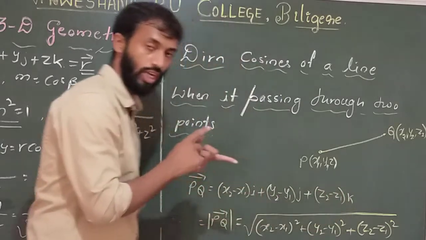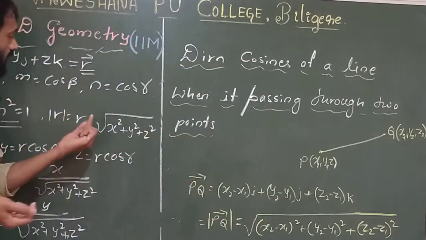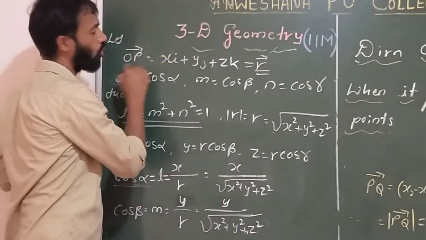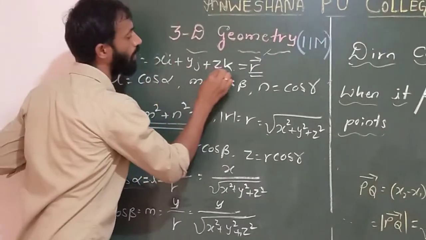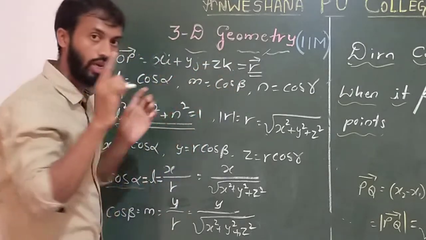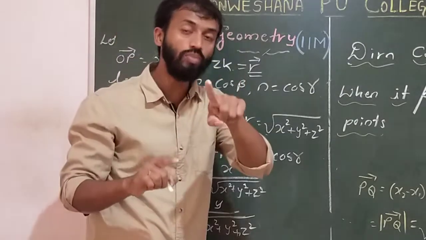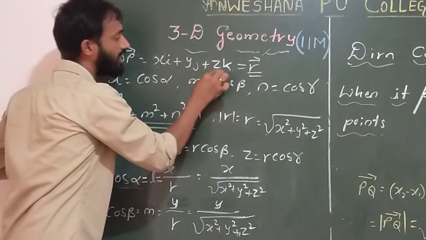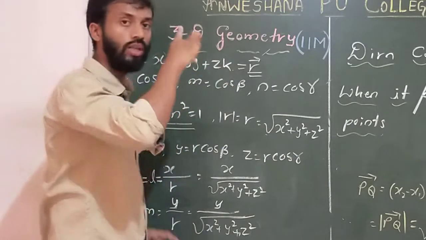See, already we have studied what the direction ratios are. See, this is the vector r or OP, x i plus y j plus z k. Here the coefficients of i, j and k are called the direction ratios of that particular given vector. Correct? Will you agree with me? Yes. x, y and z are the direction ratios of the given vector.